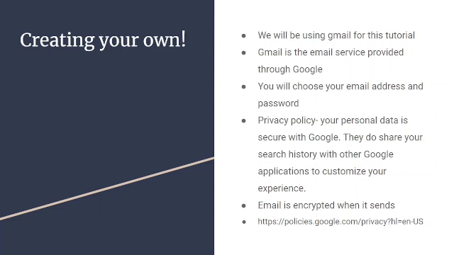An email is encrypted when it sends. So when you hit send and it's going through the series of events and servers to get to the intended recipient, if something were to get intercepted, the email is scrambled, so nobody will actually be able to read it until it gets to the intended recipient and gets unscrambled.